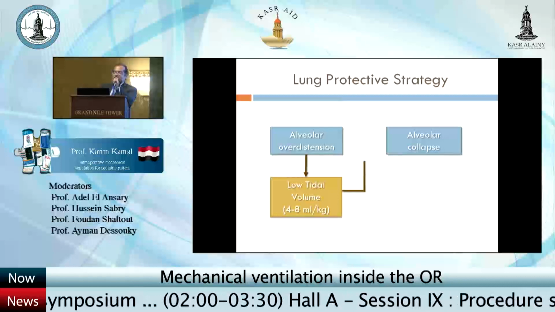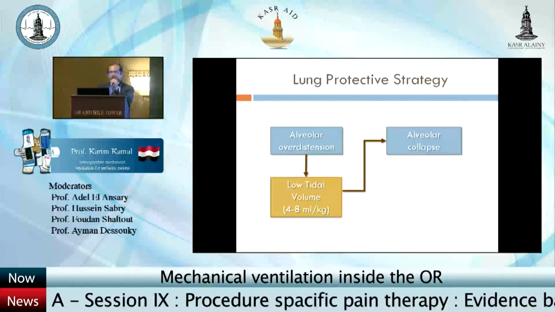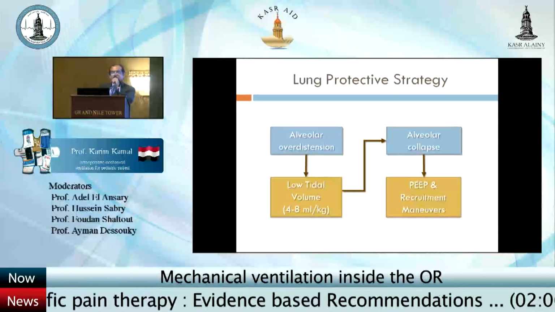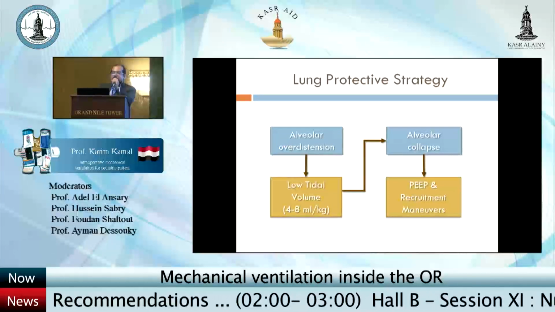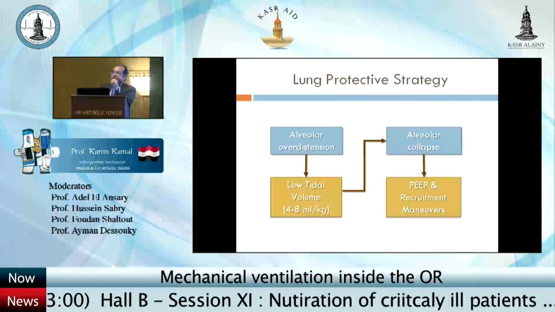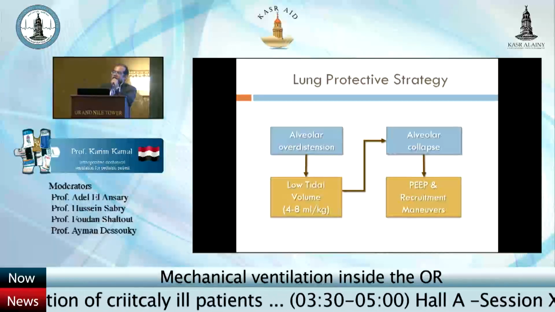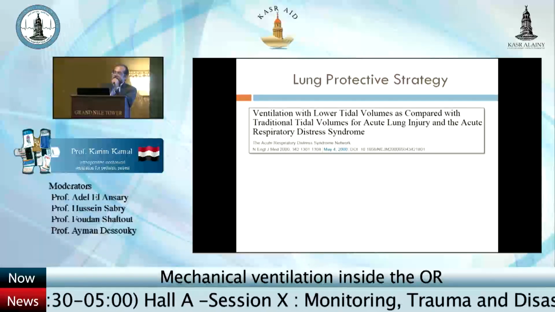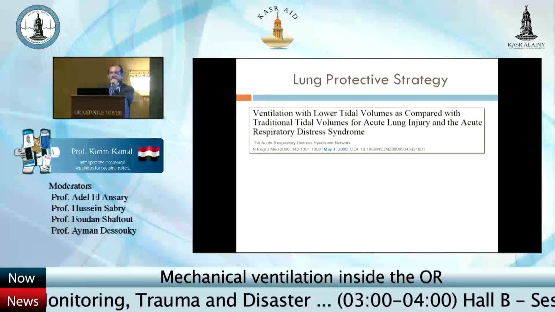And this also increased the problem of alveolar collapse. For alveolar collapse, they said, okay, we will use PEEP instead of ZEEP, positive end expiratory pressure, as well as recruitment maneuvers, and this together is known as lung recruitment. So this is what describes the lung protective strategy. There are many very important trials that have talked about this and showed the importance of this strategy.